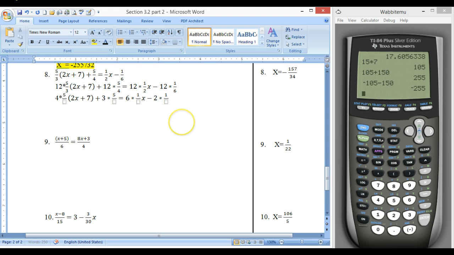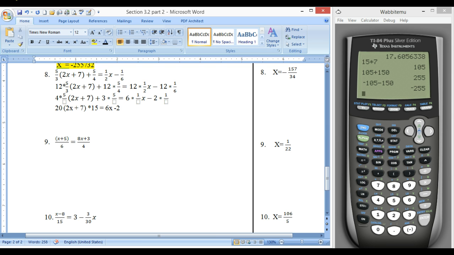You know, I'm not going to copy that down. I'm just going to go ahead and multiply now. 4 times 5 gives me 20. And then I have 2x still in here plus 7, close the parenthesis. And then I have 3 times 5 left there, which is 15, equals 6 times 1 is 6. So I have 6x. And then 2 times 1, so minus 2.